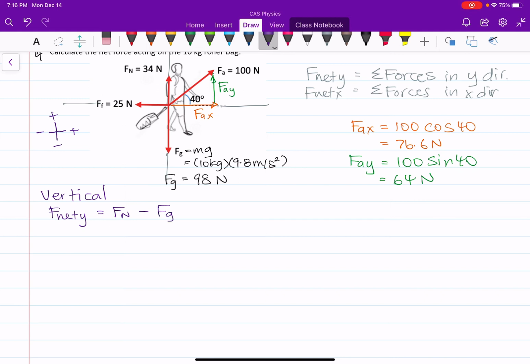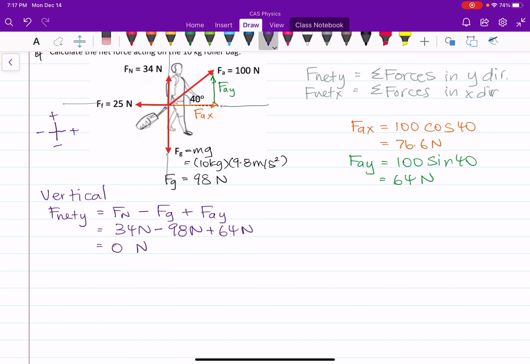And then I've got this F A y pointed upward. So I'm going to say plus F A in the y direction, the y component of the applied force. So these are the three forces acting in the vertical. So I've got 34 newtons minus 98 newtons plus, and this one is 64 newtons. And if you notice, that adds to 0. We're going to talk more about why that should be the case, but right now, that's how the math worked out.